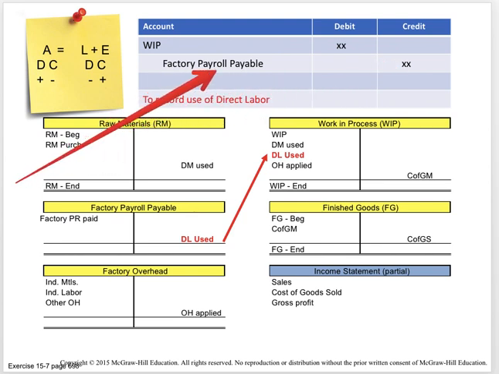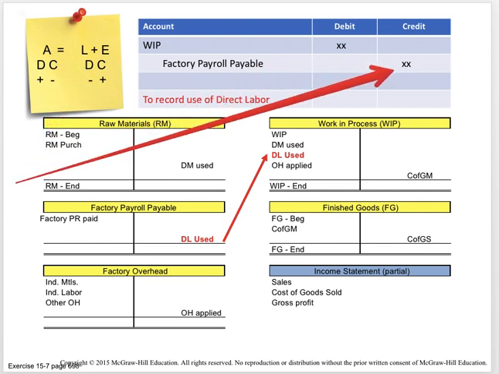But in this case, we're putting factory payroll payable. Payable, again, means a liability. I owe it to my employees. So if you haven't paid your employees yet, it's a payable or a liability. Your liability to your employees is going up, so that's a credit. So there we've got the credit right there.